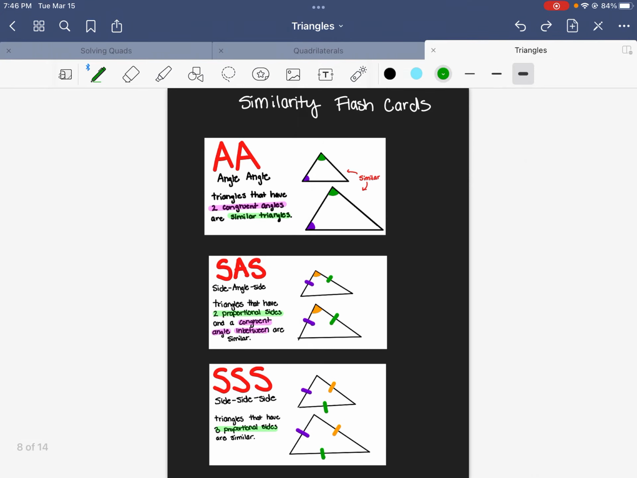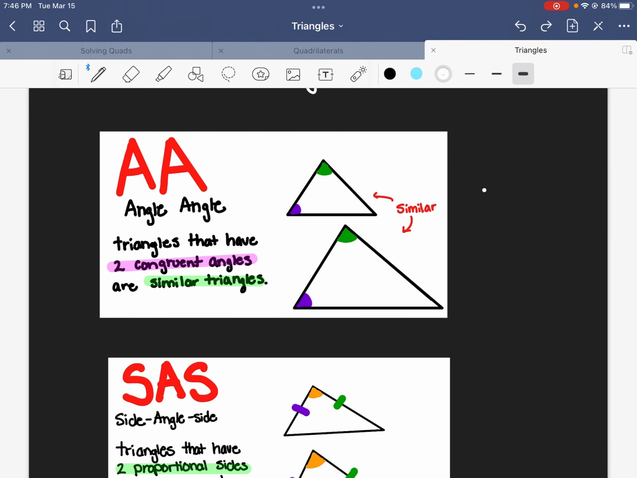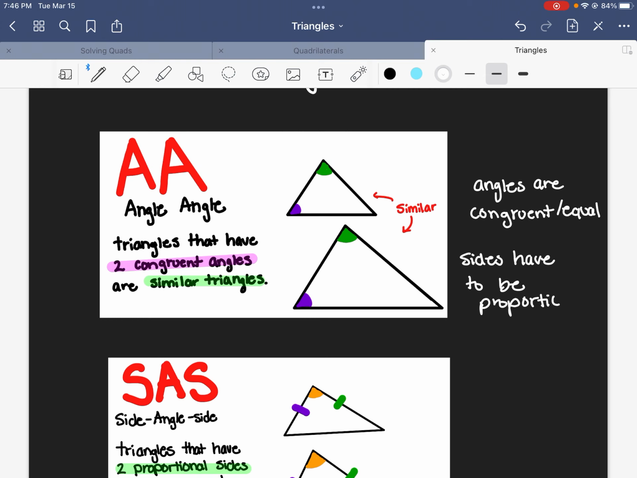To recap, and I'll add them on my notes over here, you are more than welcome to copy down these flashcards for yourself. The angles can be congruent or equal. They mean the same thing. But the sides have to be proportionate, or scaled at the same rate.